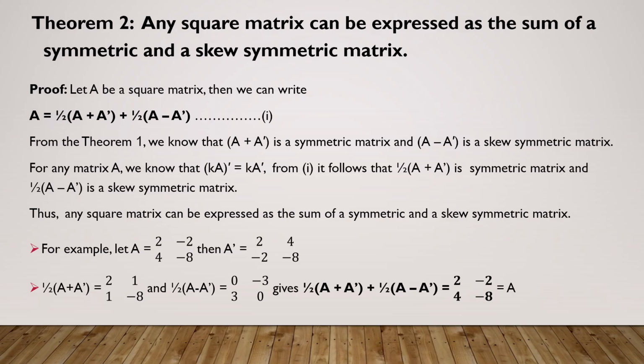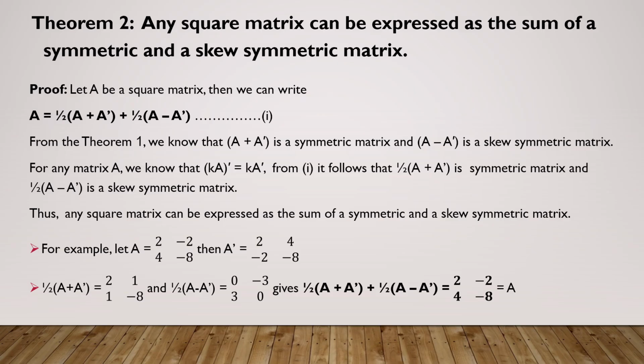So basically from the first theorem, first of all you are having A as a sum of two matrices. From the first theorem which we have just seen, we know that A plus A transpose is always symmetric and A minus A transpose is always skew symmetric. So for our given matrix A from equation 1, first we use the result that K into A transpose is K into A transpose.